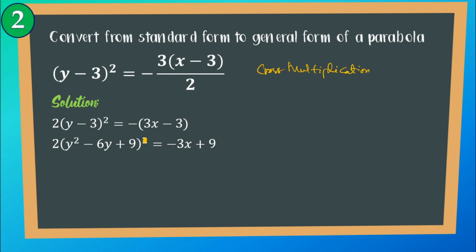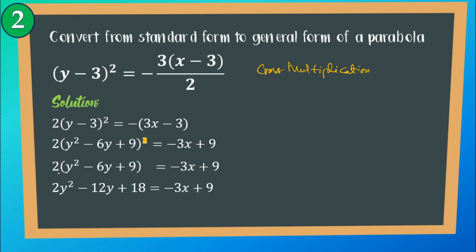mag-iiba na yung sign ng 3x saka yung minus magiging plus na. Okay? So, 2 times (y squared minus 6y plus 9) equals negative 3x plus 9. Okay? So, multiply lang natin to each of the terms. So, 2y squared minus 12y plus 18 equals negative 3x plus 9.